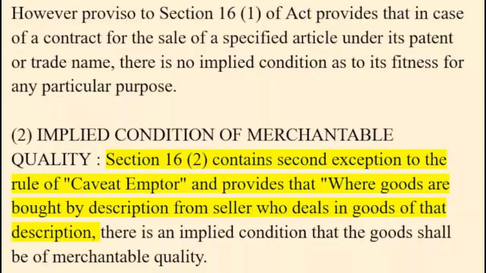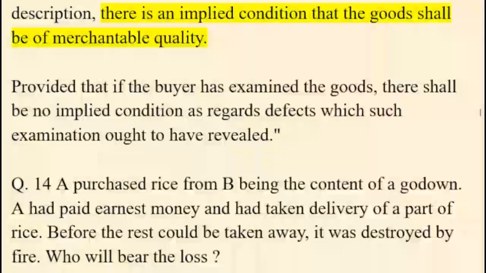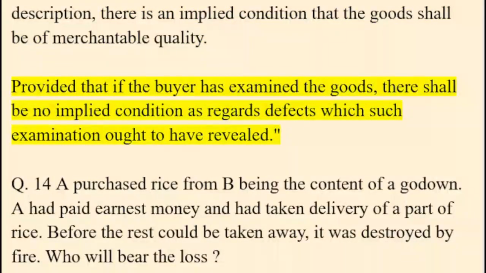Section 16(2) contains the second exception to the rule of caveat emptor, and provides that where goods are bought by description from a seller who deals in goods of that description, there is an implied condition that the goods shall be of merchantable quality, provided that if the buyer has examined the goods, there shall be no implied condition as regards defects which such examination ought to have revealed.